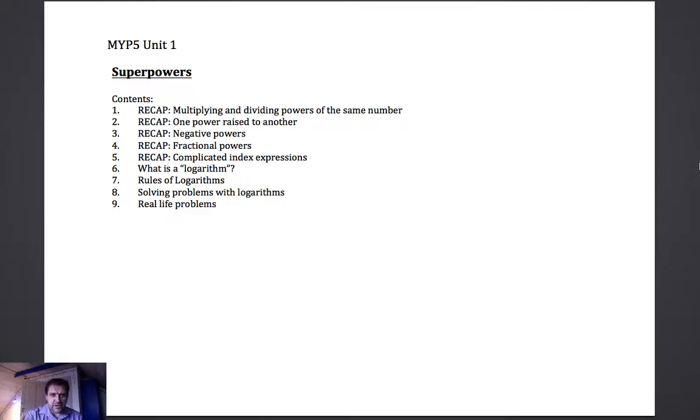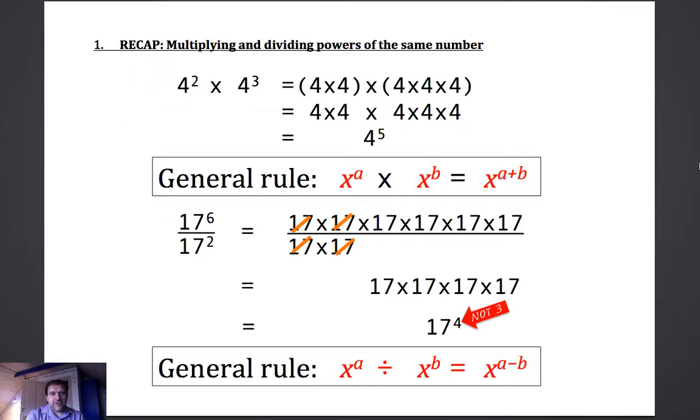to a video. So these are going to be a lot of quite short videos just recapping on stuff. So the first recap is multiplying and dividing powers of the same number. So for example, 4 to the 2 times 4 to the 3. So if you write that out long ways, you can see that's the same as 4 times 4 times 4 times 4 times 4, which you can write without the brackets as just 4 times 4 times 4 times 4 times 4, or in other words, 4 to the power of 5.